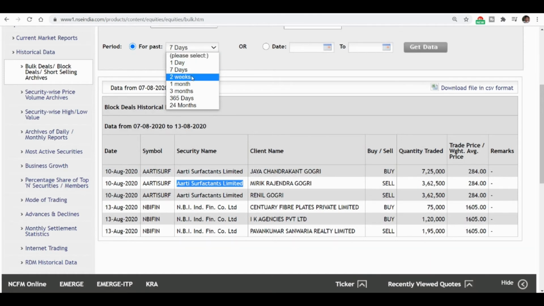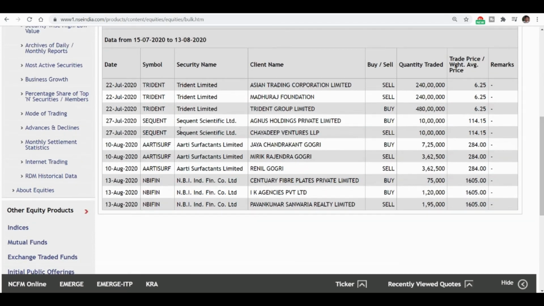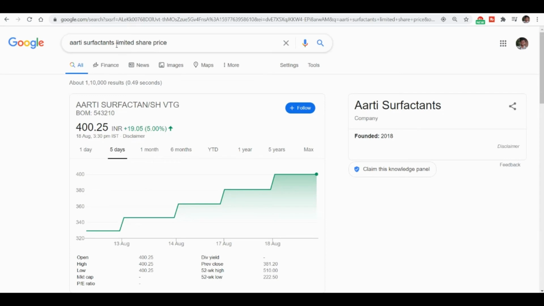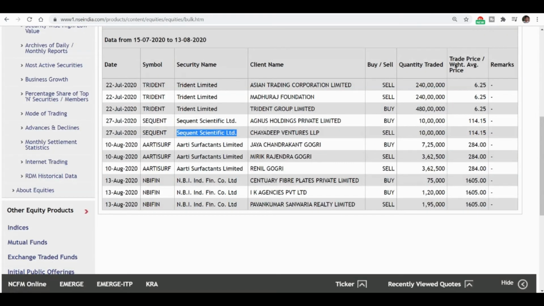For the past 2 weeks I'm going to choose. So I will choose 1 month and let us see what the block deal is showing. So it's showing a few more block deals. Sequence Scientific Limited. First I'll take that and we'll see the share price of Sequence Scientific Limited. So it was executed on 27th July. Okay, now we are in 18th August. So I'm going to choose more than 1 month.